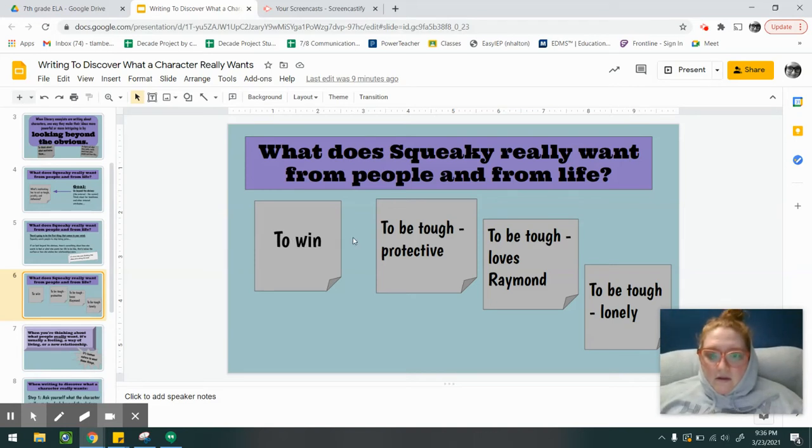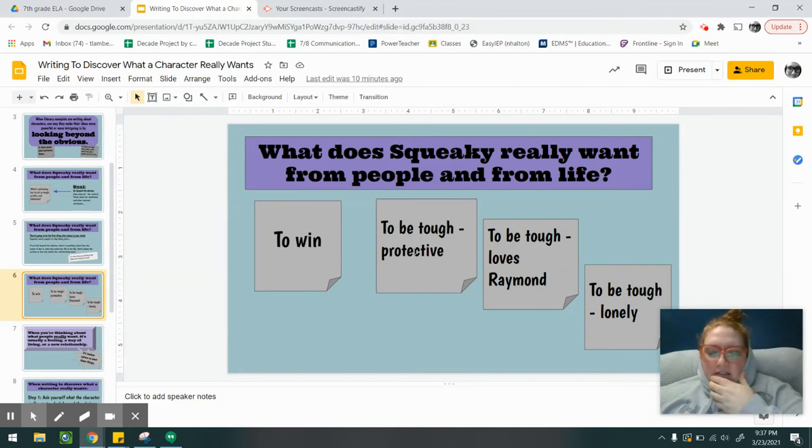But I thought a little bit harder, or more beyond the obvious for us already. And I thought about this idea that she wants to be tough. Okay. And so I kind of put some sticky notes here for us. She wants to be tough. And I thought about some of the reasons why that might be.